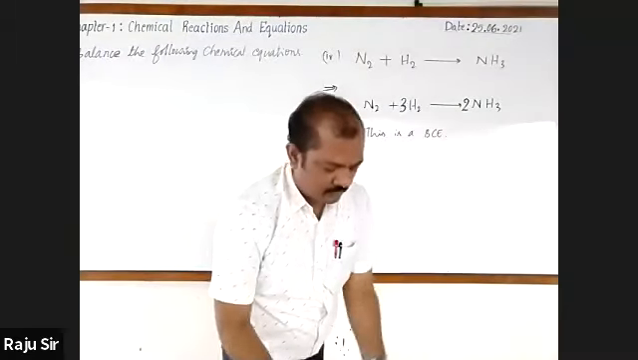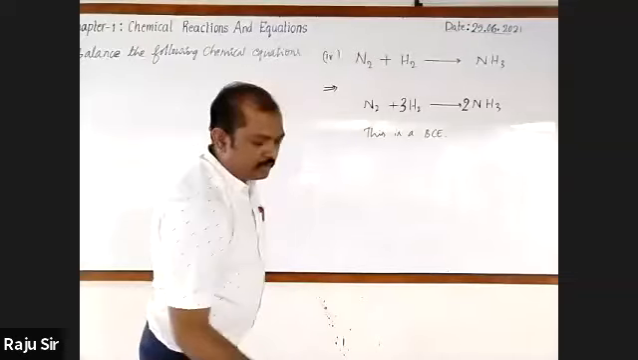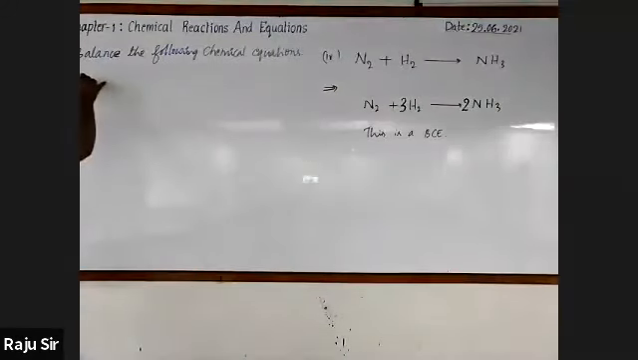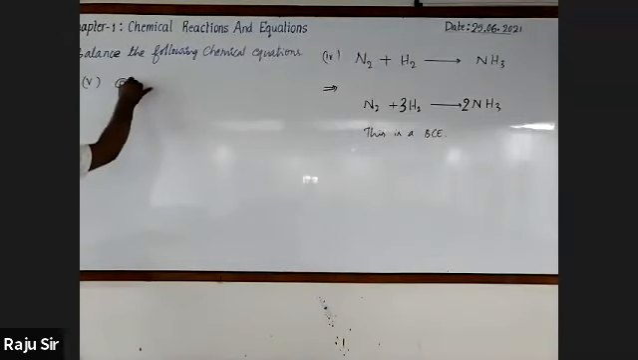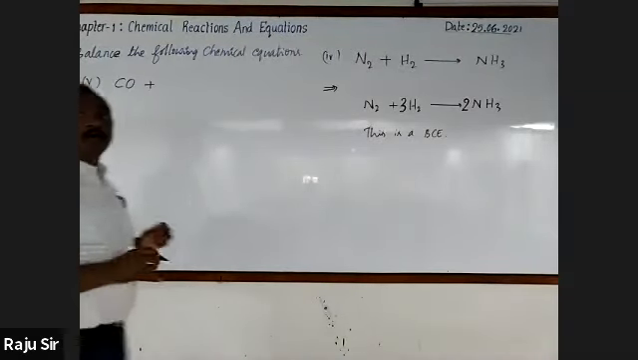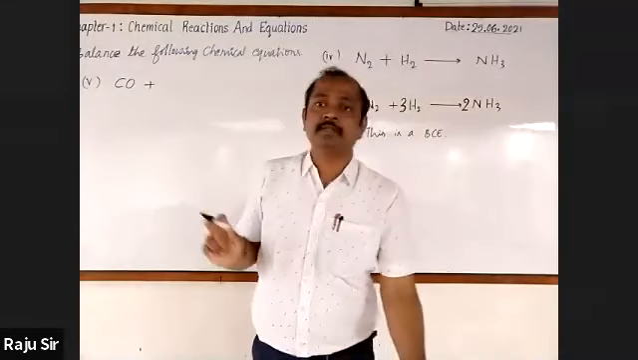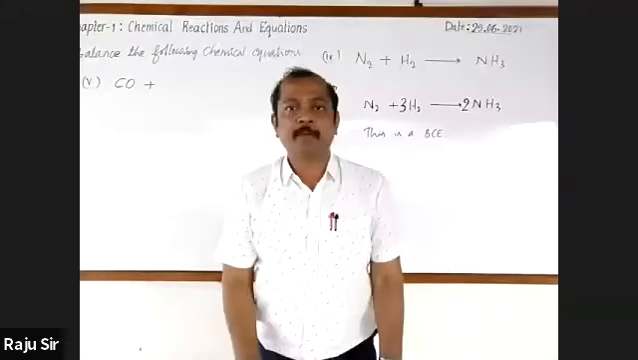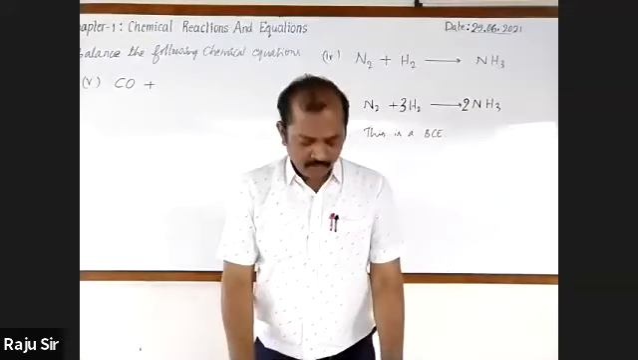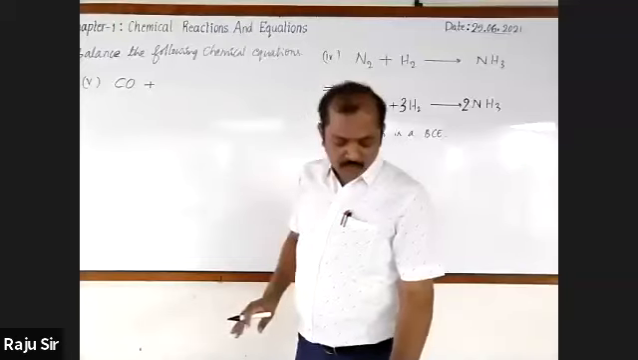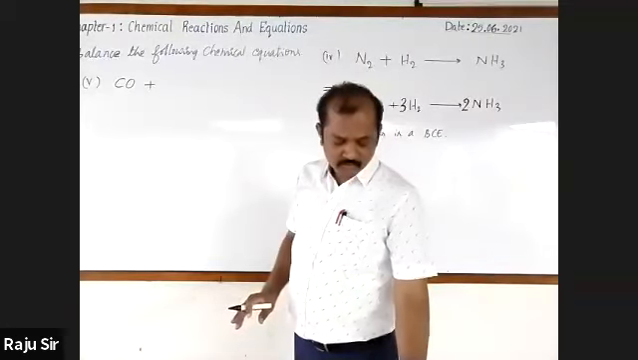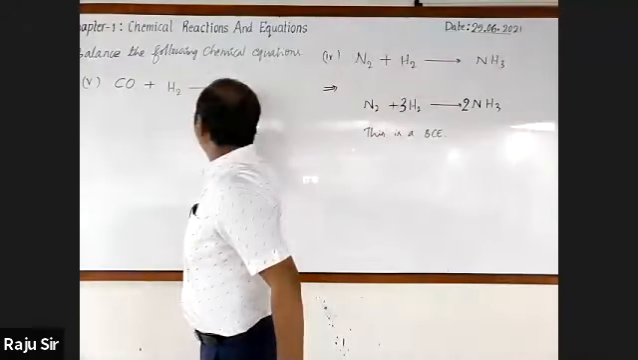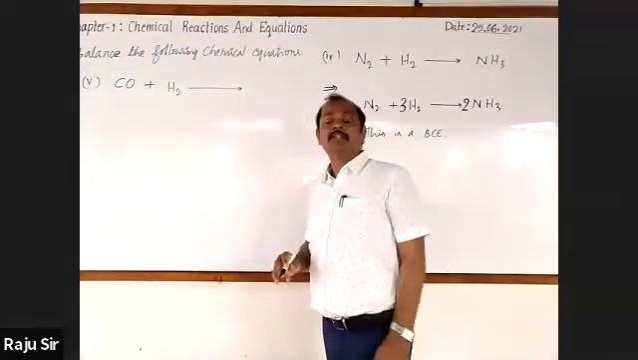Next. The fifth one: carbon monoxide is taken. Carbon monoxide, its chemical formula is CO, which is a very poisonous gas. And when it is made to react with hydrogen, there is a reaction condition.